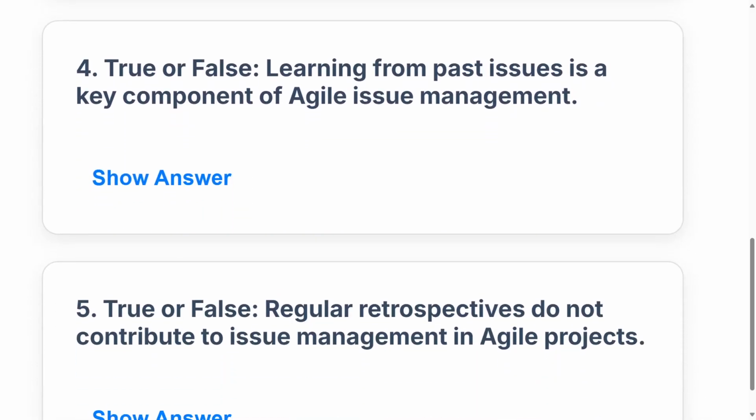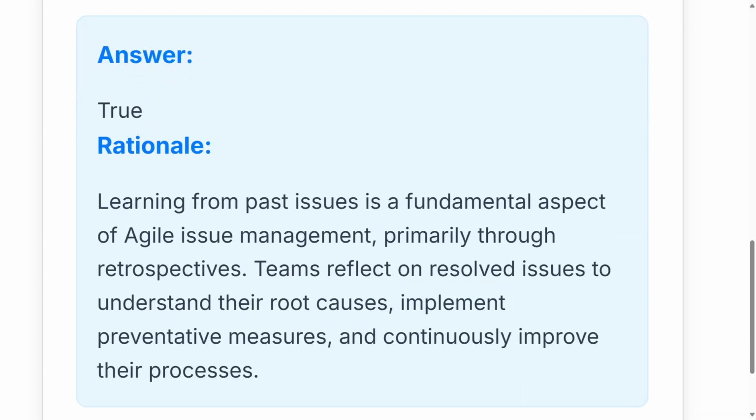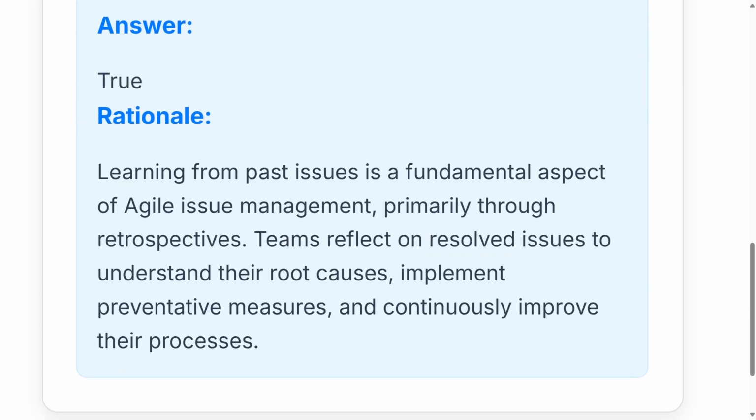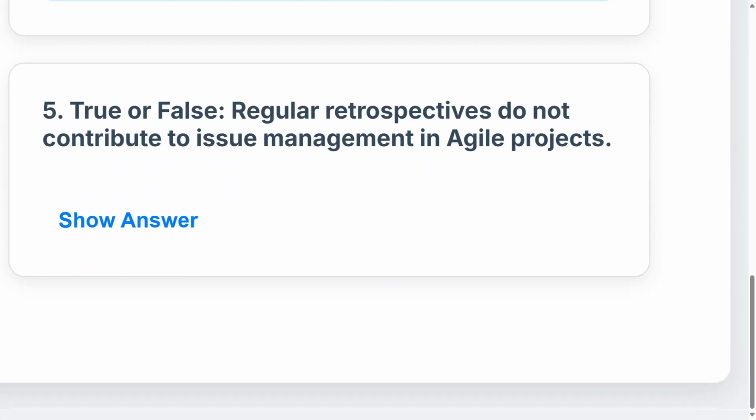Number 4, true or false? Learning from past issues is a key component of Agile issue management. And of course, it's a common sense question, so the answer is true. Learning from past issues is a fundamental aspect of Agile issue management, primarily through retrospectives. Teams reflect on resolved issues to understand their root causes, implement preventive measures, and continuously improve their processes.